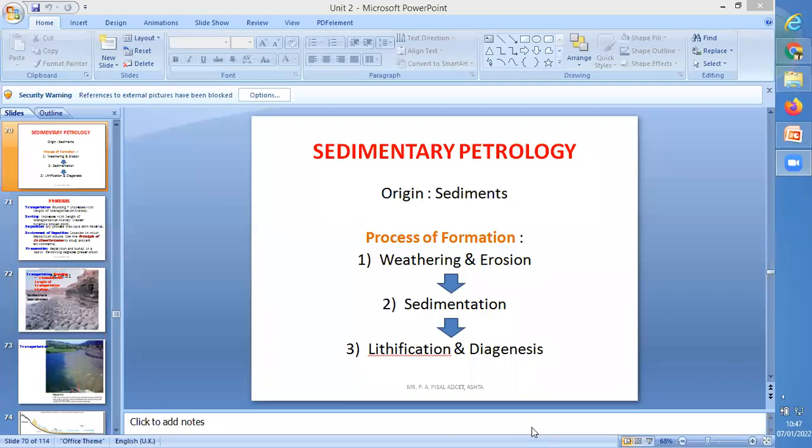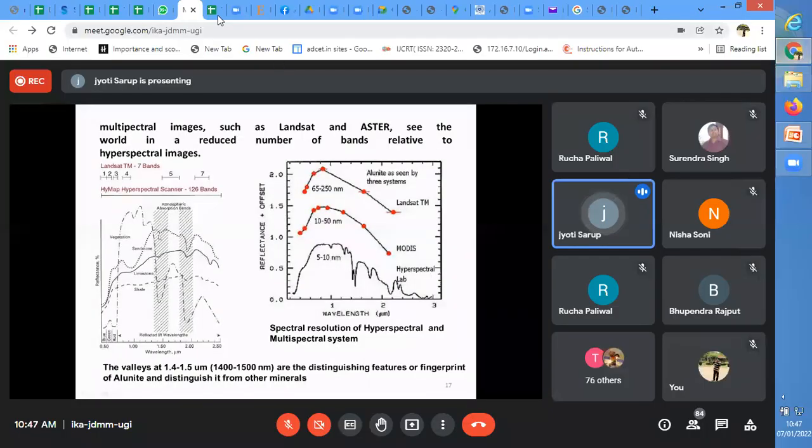We are able to see some examples, like Landsat TM and the hyperspectral scanners, in which 1 to 7 bands are there, and in this 126 bands are there. The patterns show that similar patterns give a very unique behavior of absorption.